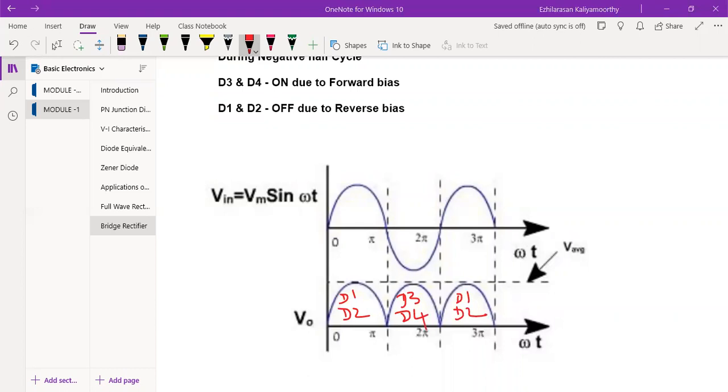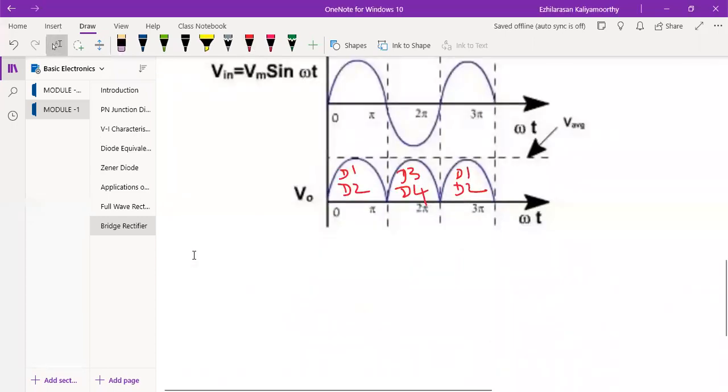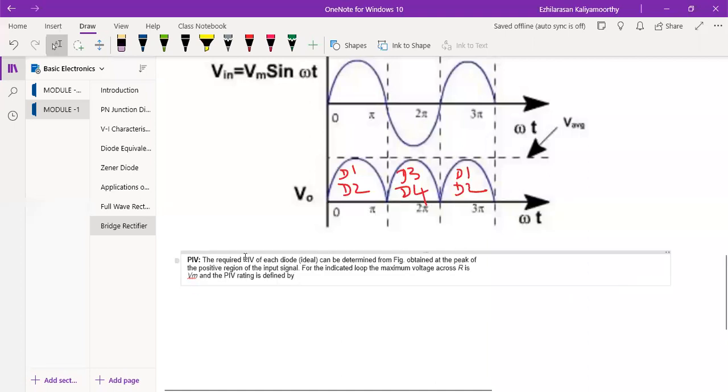Even this is a full wave rectifier only, but the structure is a bridge structure. That is why we are calling this the bridge rectifier. Now, what will be the PIV, that is the peak inverse voltage, for the full wave rectifier or bridge rectifier?